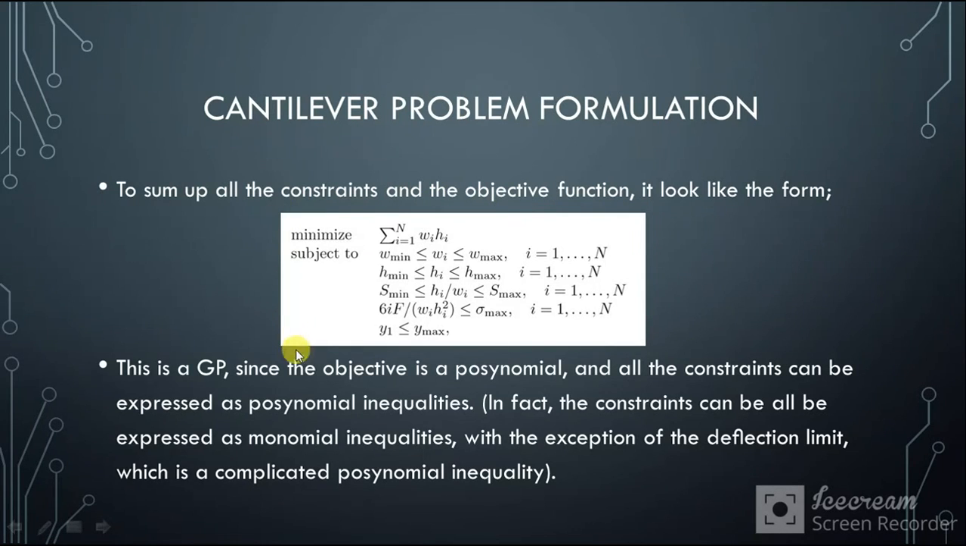This given form is a geometric program because our objective function is a polynomial, and all the constraints can be expressed as polynomial inequalities. In fact, the first three inequalities are expressed as monomial inequalities, but the rest are polynomial inequalities. So we have formulated the cantilever beam problem as a geometric program. Now that can be solved by using any CVX solver, and we get the results.